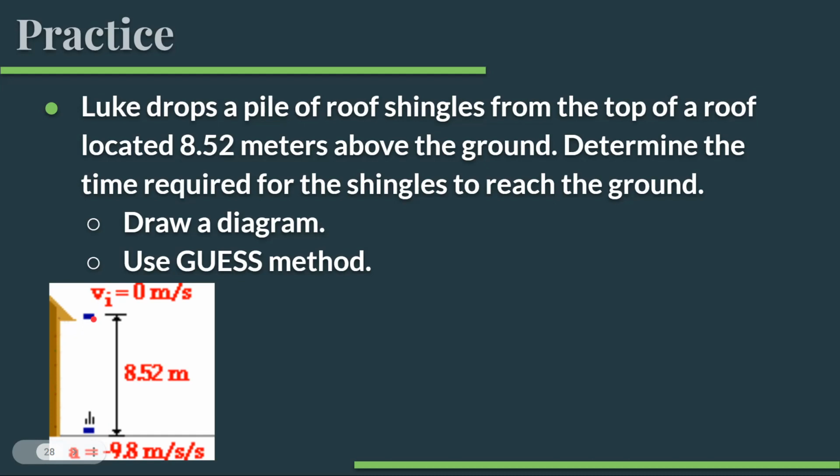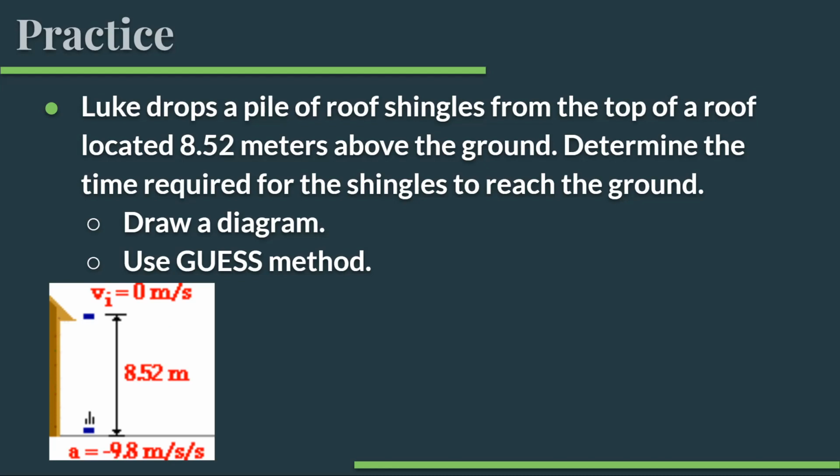So here is my roof shingle dropping from a roof. Here is that 8.52 meters above the ground. Because it's dropping, my initial velocity is 0. It doesn't say it was thrown. And my acceleration is always going to be negative 9.8 meters per second every second. So again, just an object falling. You don't have to draw the roof. You just need to have that arrow or the line here to label the height. And since I don't have an initial velocity, I can't really draw a vector, but if I did, I would draw a vector for that.